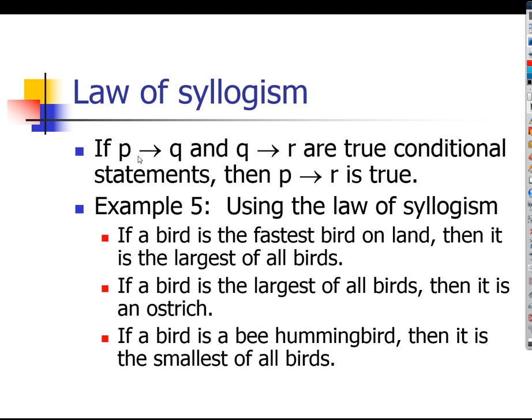Well, if P then Q is a true statement, and if Q then R is a true statement, could you connect P and R? Yeah. You could, couldn't you? You could say, if P then R also must be true, right?